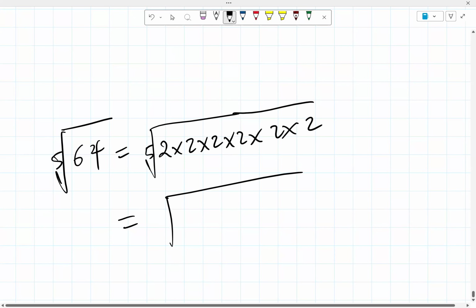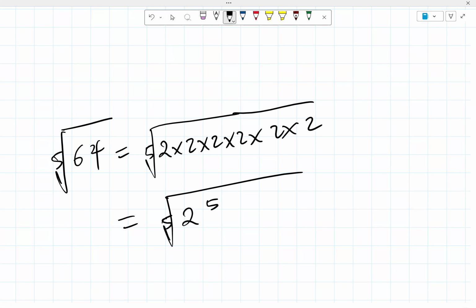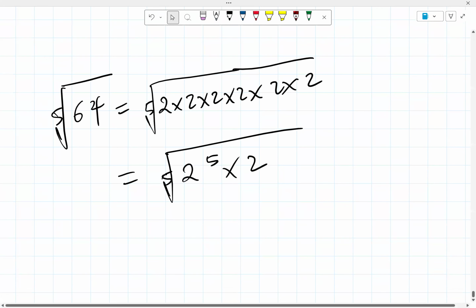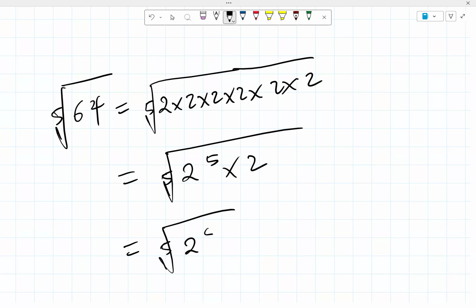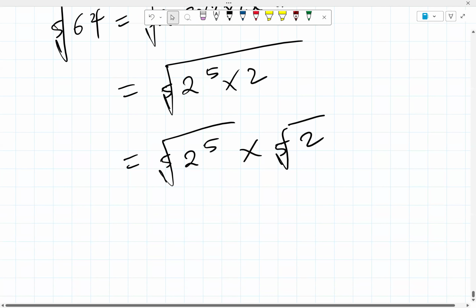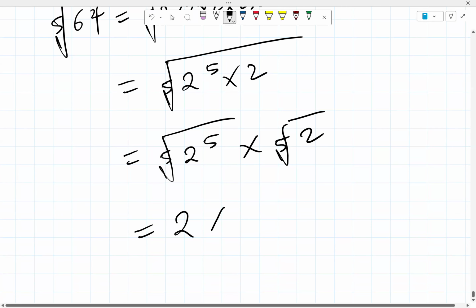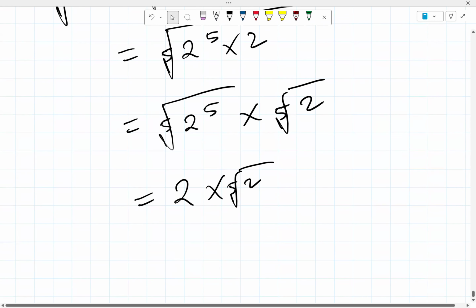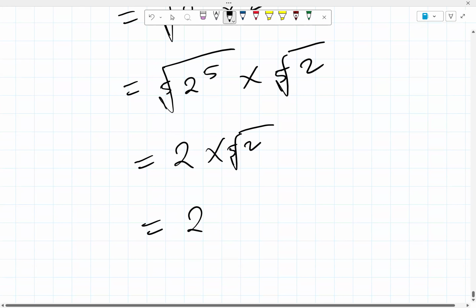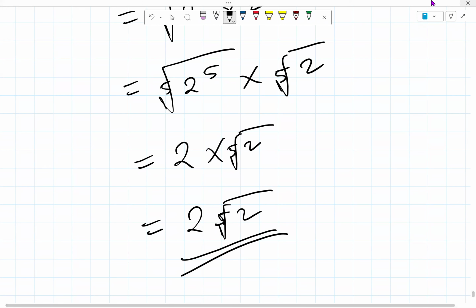So that'll be the fifth root of 2 raised to power 5 times 2, because there are 6 twos, right? So we then have the fifth root of 2 raised to power 5 times the fifth root of 2. Okay? So the fifth root of 2 raised to power 5 is now 2. So at the end of the day, we have 2 multiplied by the fifth root of 2. So that can actually work.